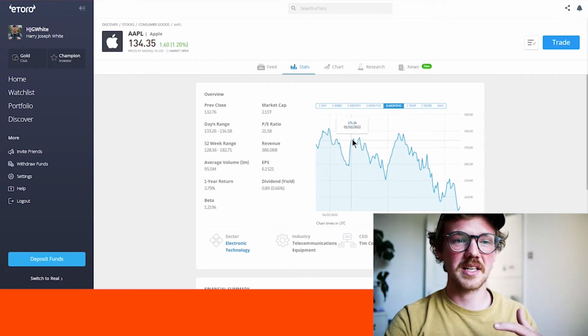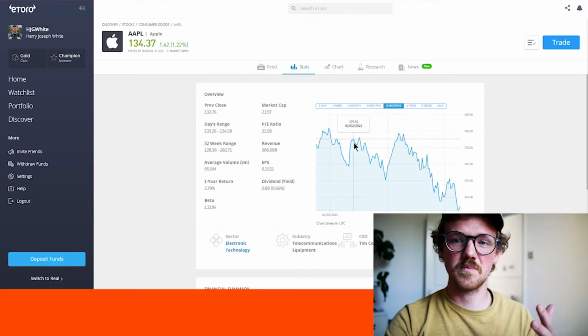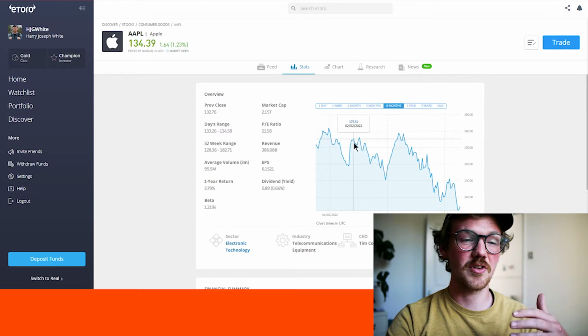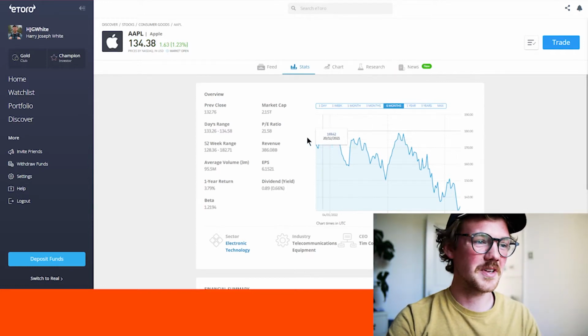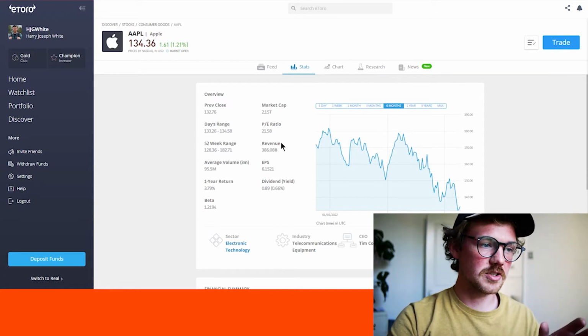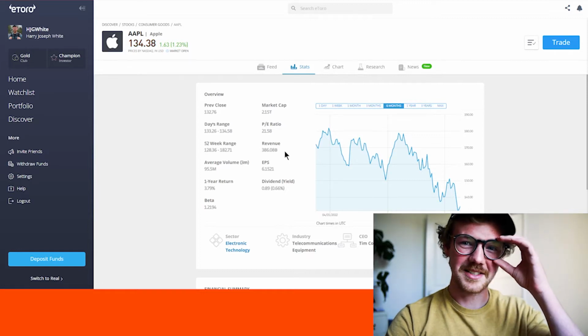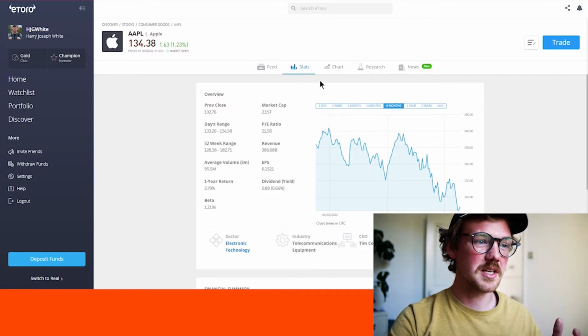I don't like having to factor in growth. I don't feel very comfortable trying to predict what will happen in the future in that regard. I'd rather what happened in the past is set to repeat itself. So the PE ratio is a bit high, revenue is 386 billion, which is hard to comprehend, and then you've got the market cap here. So this is all the useful information.